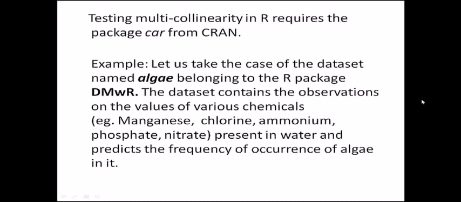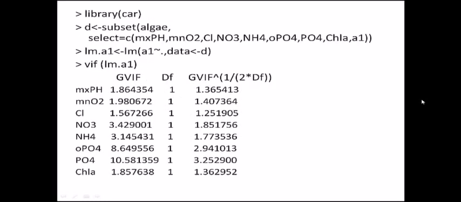Now, we take a small example of a data set with the name algae, which belongs to the R package called DMwR, and I'll shortly show you how to do it on the software itself. This data set is for the purpose of predicting the frequency of occurrence of algae, and the explanatory variables are the presence of various chemicals like manganese, chlorine, and so on. The purpose is to fit a linear regression between the explanatory variables and the dependent variable and to predict the occurrence of algae. For this, the codes are here and we'll shortly do them in R.